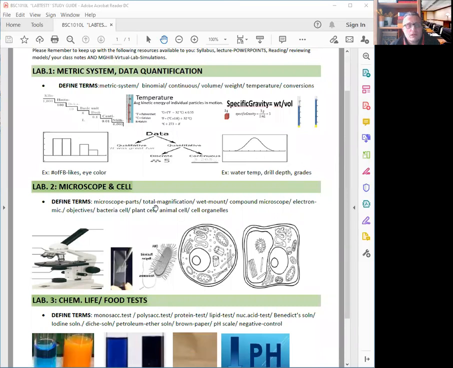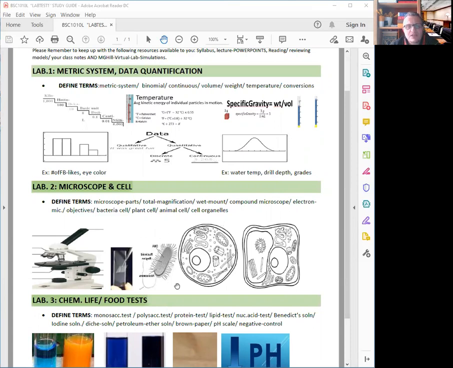Lab number 2 is microscope and cell. Make sure you know the microscope parts, their names, the total magnification, and wet mount. You see here the compound microscope and the electron microscope, and the difference, and which organelles we need electron microscopes to see. Remember, smaller organelles like ribosomes definitely require something like an electron microscope. The objectives are important, and they have numbers: 4x, 10x, 40x, starting with scanning, low, high.